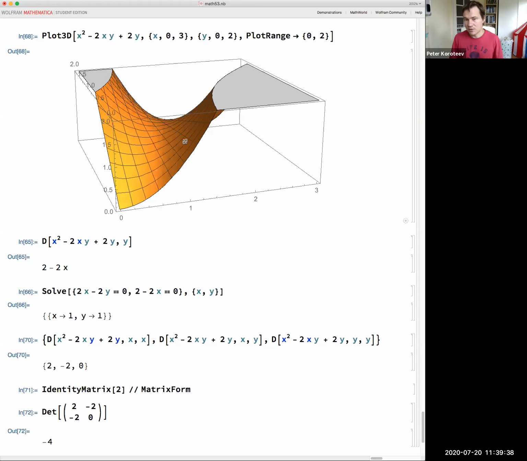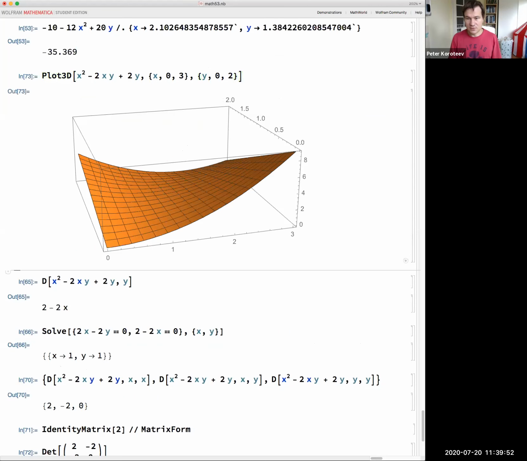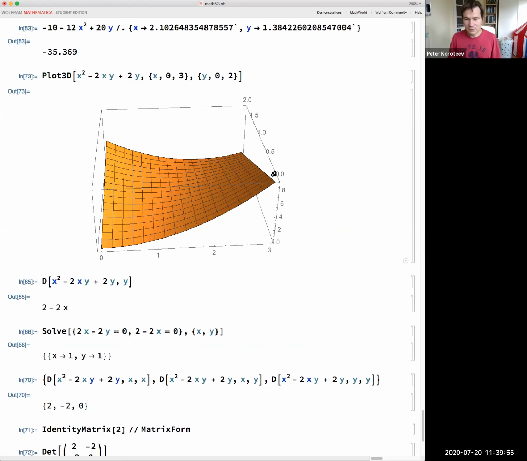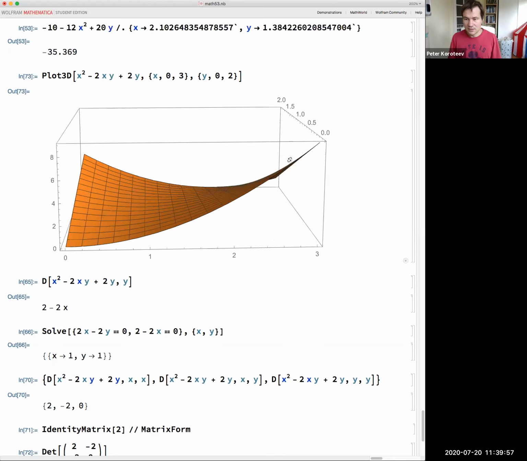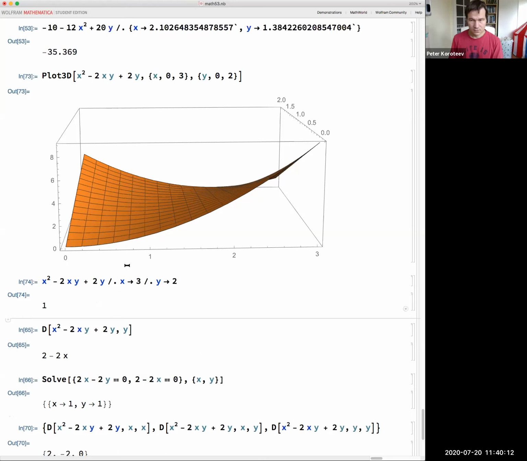So there are no local maxima in the open rectangle. So if x is between 0 and 3 and y is between 0 and 2, there are no local minima or local maxima. However, we just need to investigate what goes on in the boundary. Right? So clearly, if you just see what's going on, the point 3, 2, right? If you evaluate this at 3, 2, it's equal to 1.